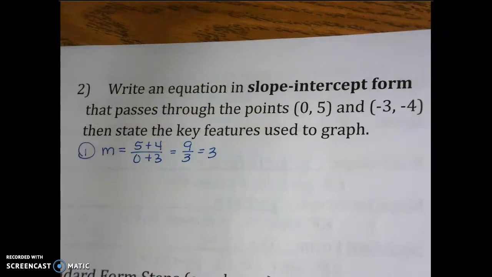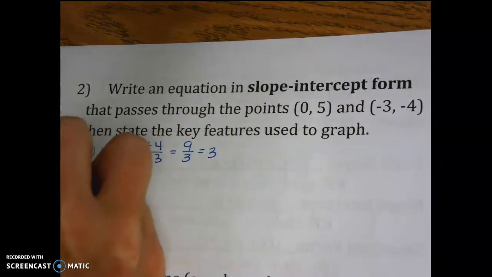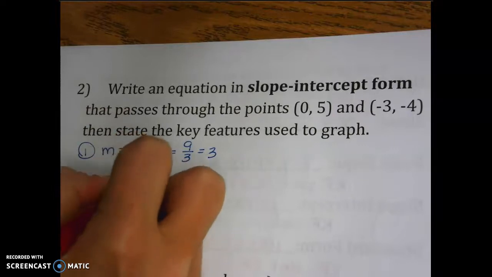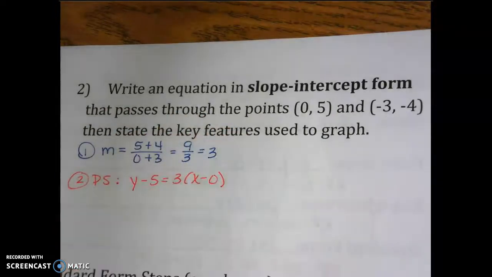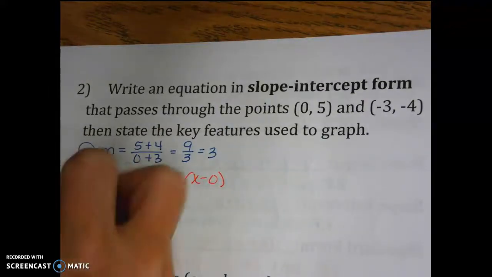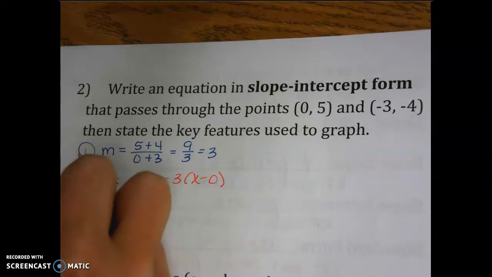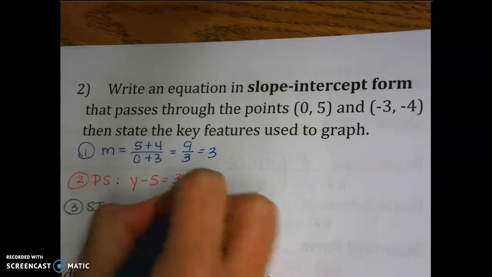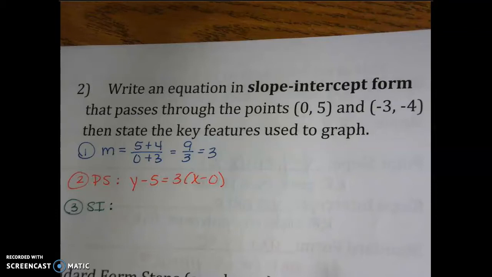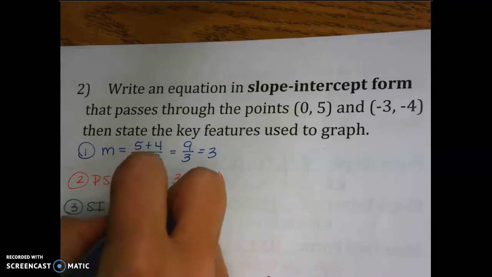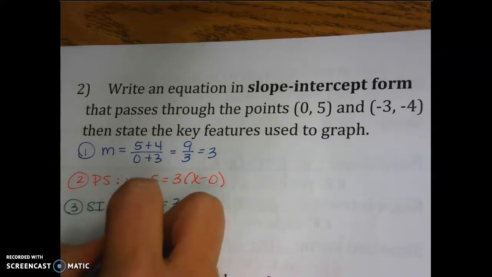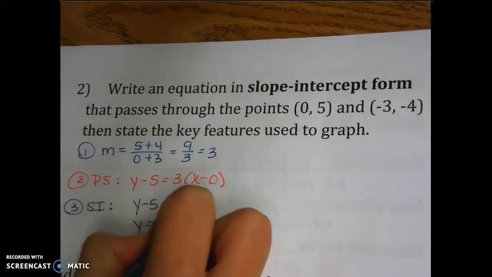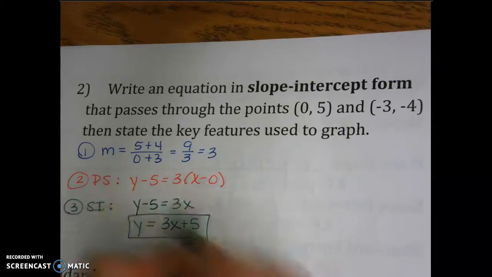Then we put it into point slope, which is step 2. Y minus 5 equals 3 times x minus 0 if you used the first point. Then step 3 is to solve, so we can get it into slope-intercept. So we're going to simplify. X minus 0 is just x. So we would have y minus 5 equals 3x. Add the 5. Y equals 3x plus 5. Now it's in slope-intercept form.